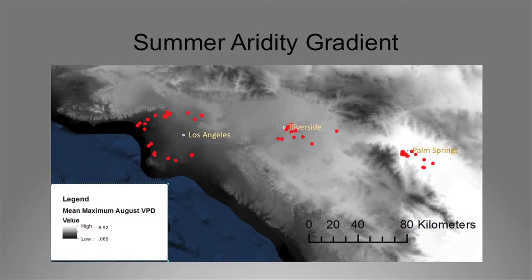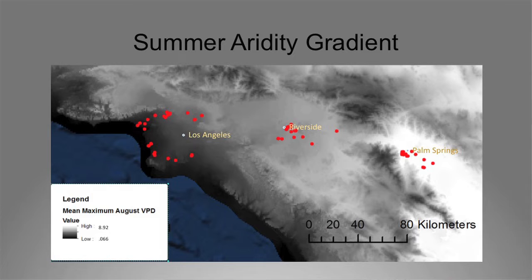So across Southern California, as you saw before, we have an increasing climate gradient of temperature, but equally so, aridity, and aridity and temperature go hand in hand. And this is aridity as measured by the vapor pressure differential, and this is mean maximum summer vapor pressure differential.